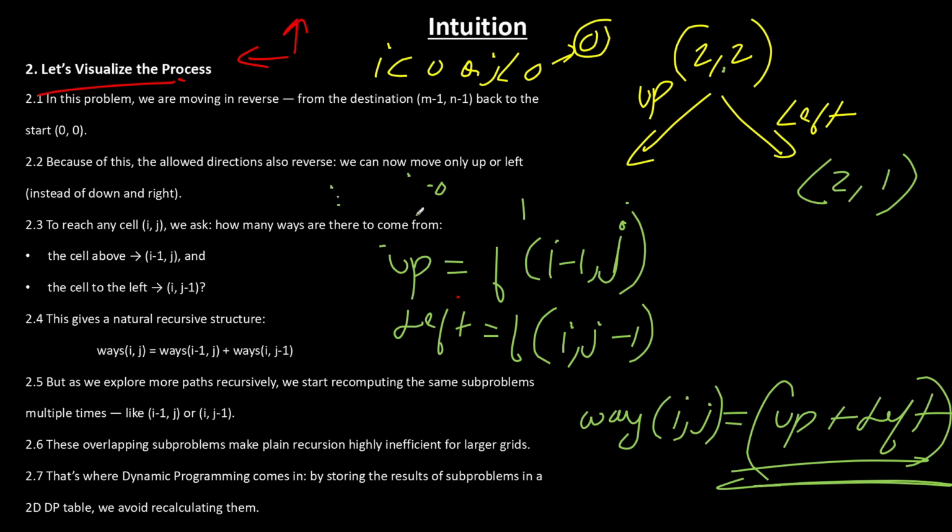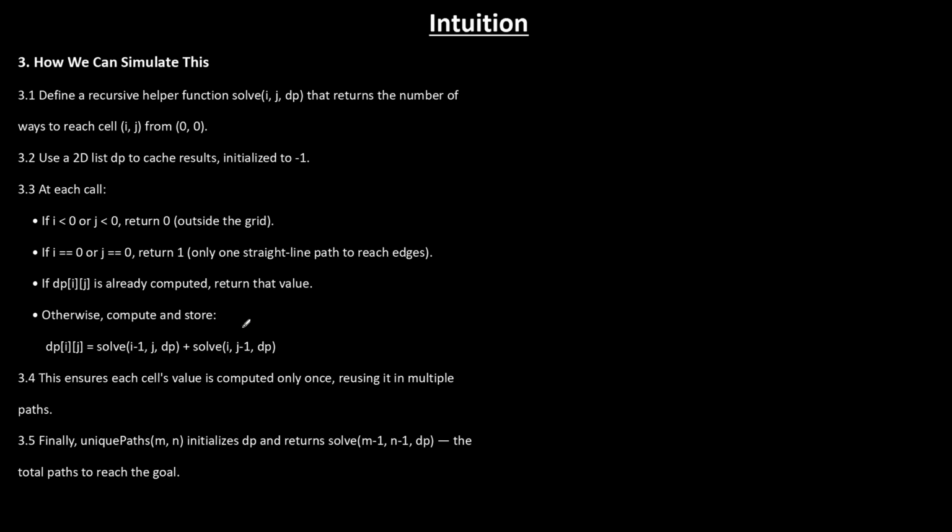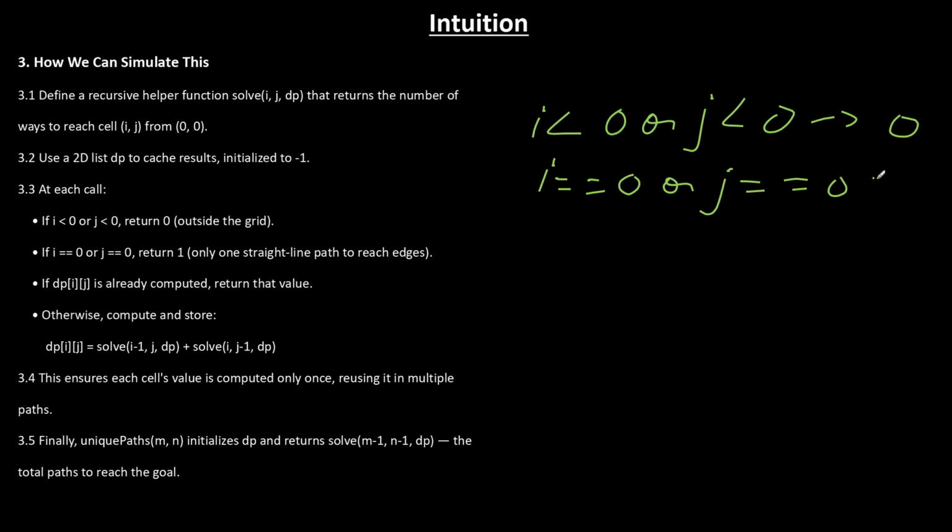So I hope you understood the visualization process. Let's move to the next slide. Now, how can we simulate this process? I have already explained the base cases: if i is less than 0 or if j is less than 0, and if i equals 0 or j equals 0, return 1.